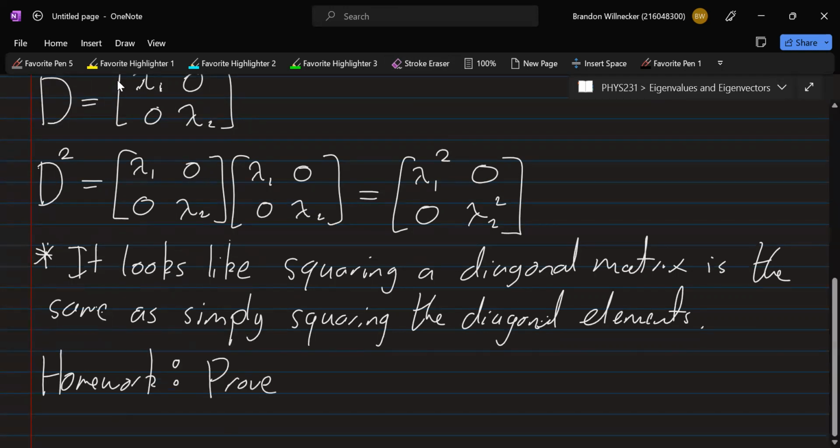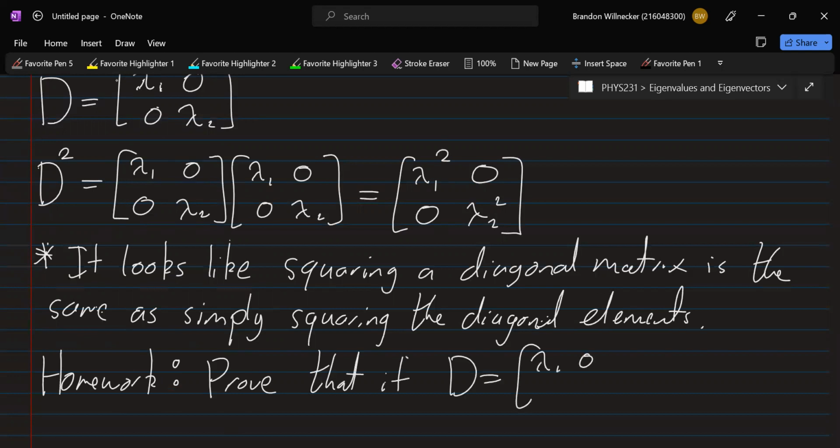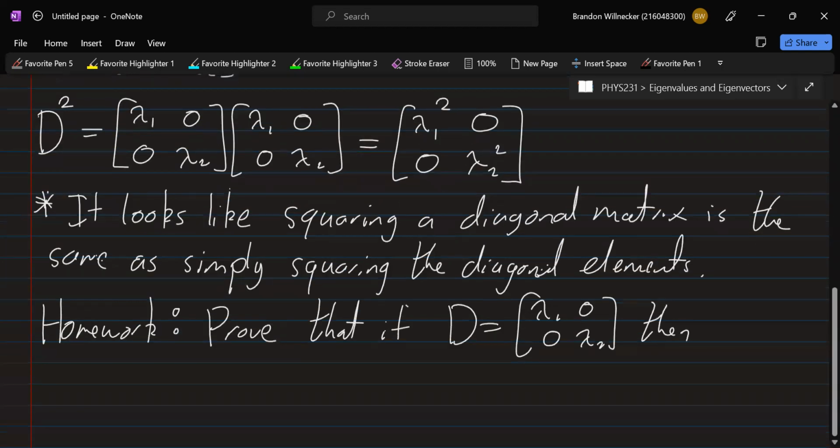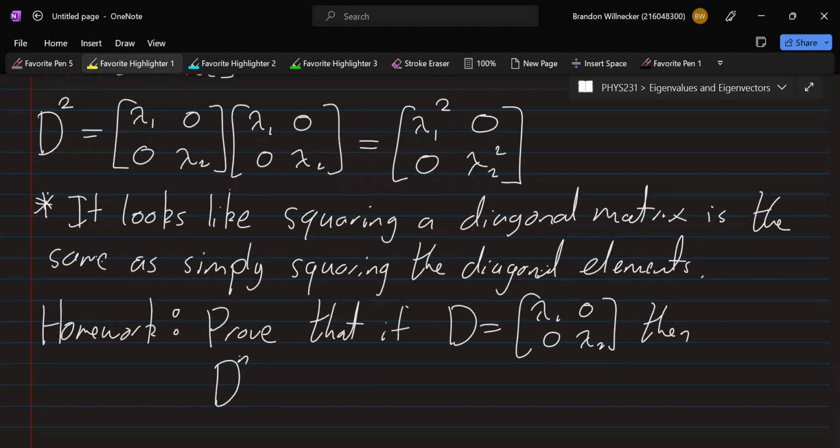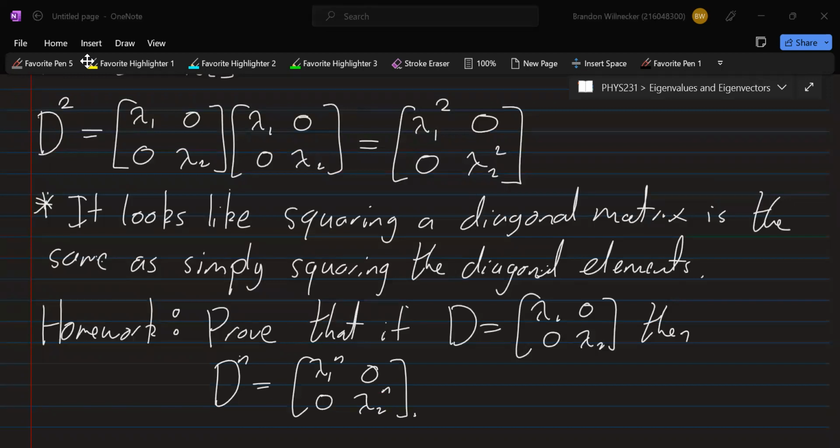So prove that if D is equal to the diagonal matrix with entries lambda1, 0, 0, lambda2, then D to the n is equal to the matrix with lambda1 to the n, 0, 0, lambda2 to the n. Okay, so that's quite simple to do using induction. Okay, so very quick homework problem.